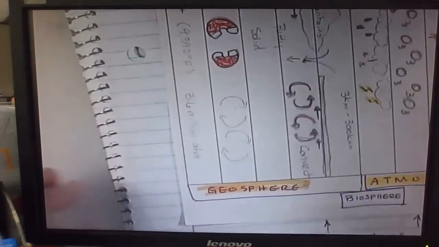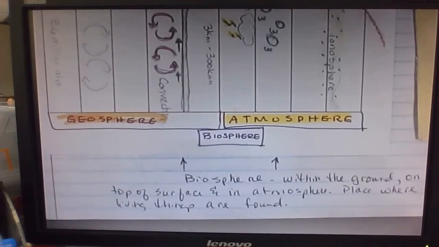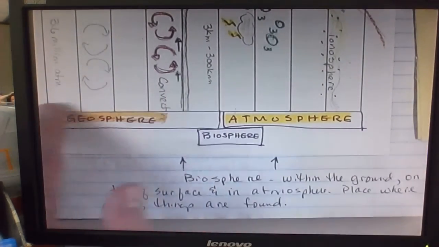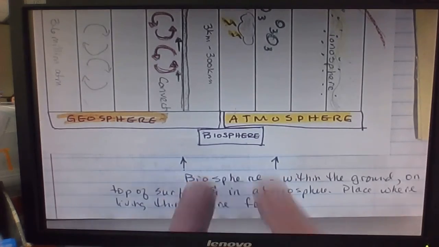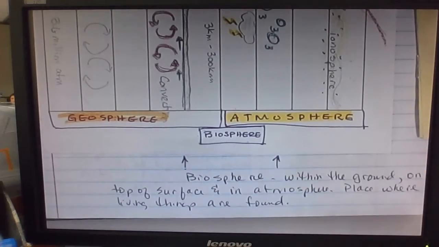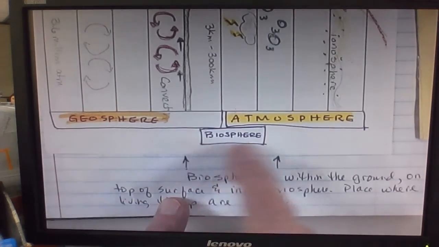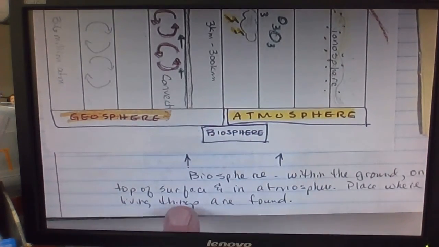And so I had you leave a little bit of room on the side. Lithosphere, asthenosphere, mesosphere, outer core, inner core is our geosphere. Troposphere, stratosphere, mesosphere, thermosphere is our atmosphere. The biosphere, the living things can be down in the crust. Remember, we got worms, things that burrow, bacteria, stuff down there. And we've got stuff that can live up in the atmosphere. So I've made this so it kind of overlaps both the geosphere and the atmosphere. So biosphere within the ground, on the top surface of the ground, in the atmosphere, those are the places where living things are found.